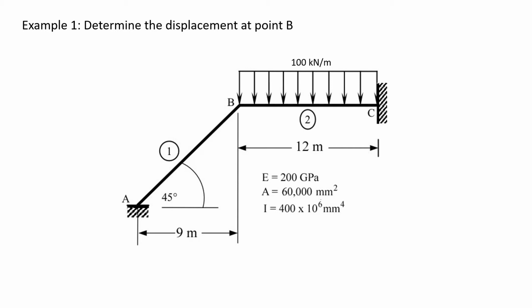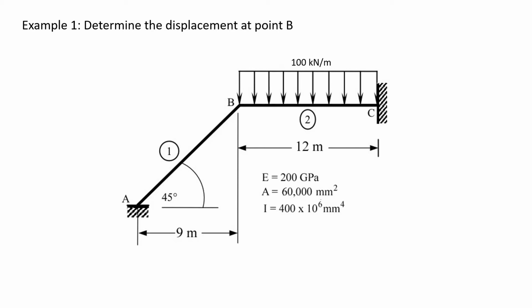Let's try to solve this problem so that we will have a better understanding of the plane frame analysis. In this example, we would like to determine the displacement at point B. This frame is made from material having modulus of Young 200 GPa, cross-sectional area equal to 60,000 mm², and area moment of inertia equal to 400 times 10 power 6 mm power 4.